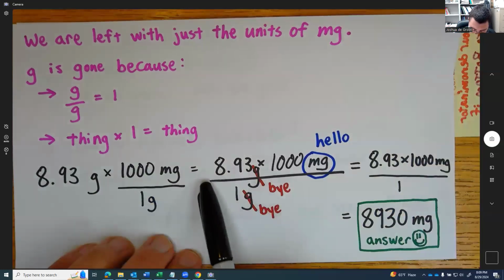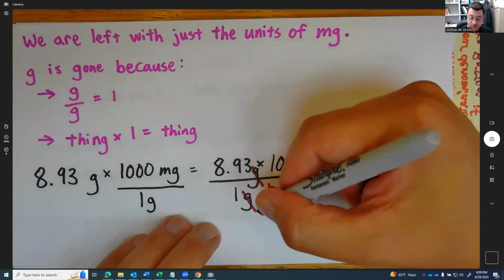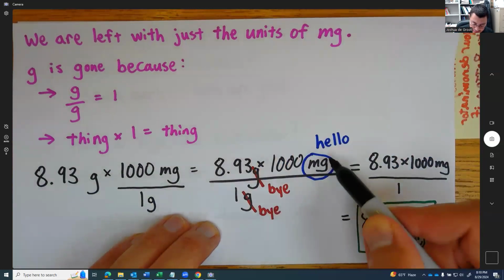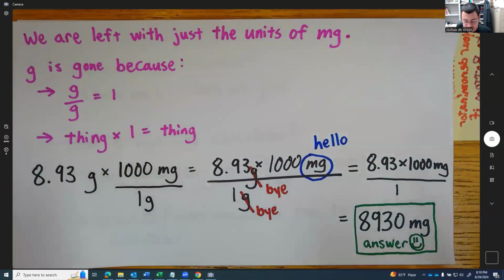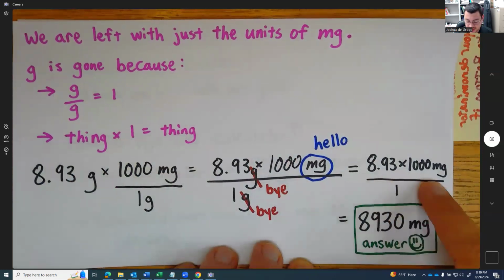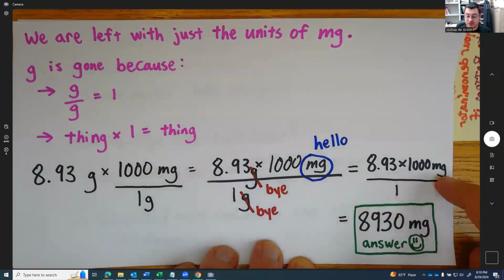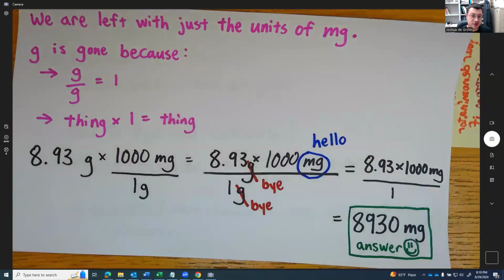Here's the next phase of my work. I just made that fraction bar a little bit longer. You can see me canceling out my grams. They go bye-bye. Hello to the milligrams. And once all the dust has settled, then I'm left with 8.93 times 1,000 milligrams, the only units to survive this mess. Sometimes I'll call the canceling of units the unit apocalypse, all right?